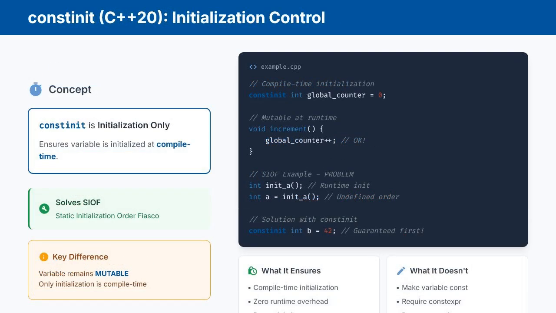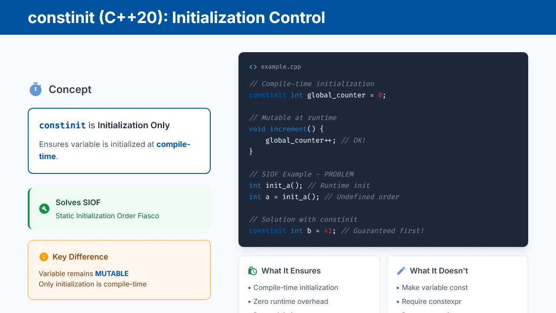Also from C++20, we have constinit. This focuses on initialization control for variables with static or thread storage duration. It ensures that a variable is initialized at compile time. But unlike constexpr variables, constinit variables remain mutable after initialization. This is an important distinction. Constinit doesn't create a constant expression. It ensures that the initialization happens at compile time.